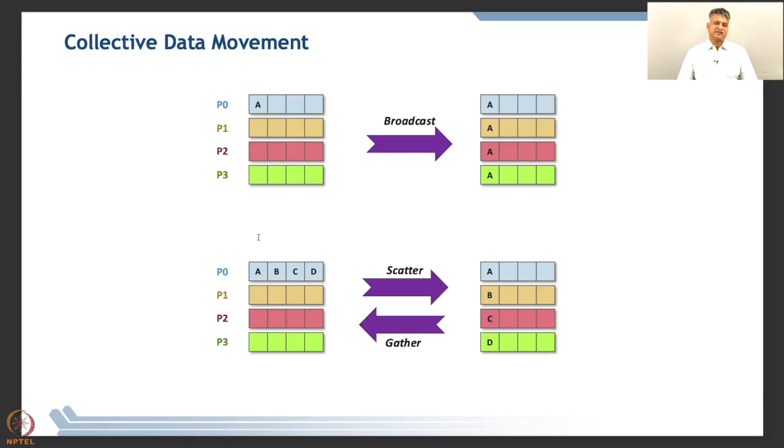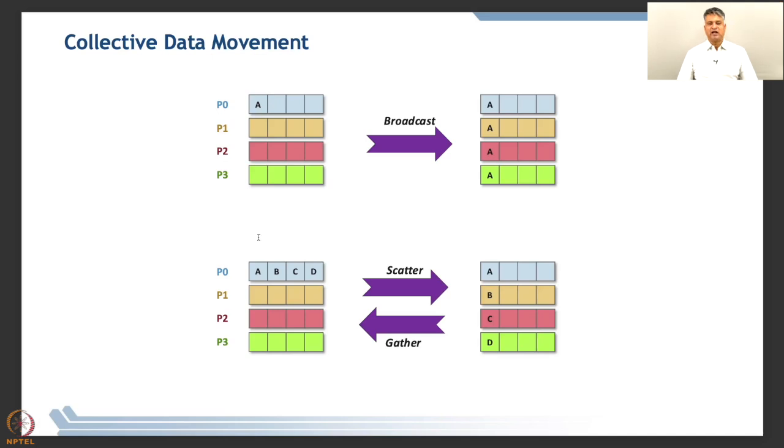So if you use the MPI scatter functionality, what it would do is keep A in the first memory location of P0, transfer B to the first memory location of P1, transfer C to the first memory location of P2 and transfer D to the first memory location of P3. This is the scatter operation, which takes data from the process P0 and equally distributes it amongst the 4 processes P0 to P3.